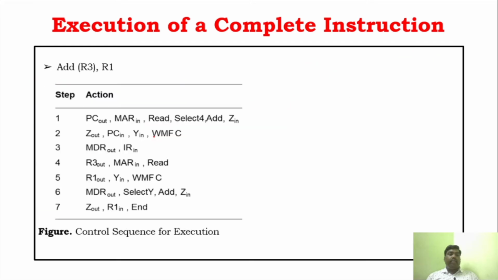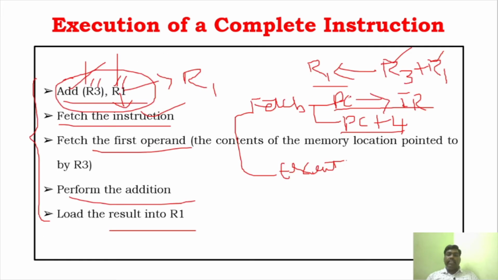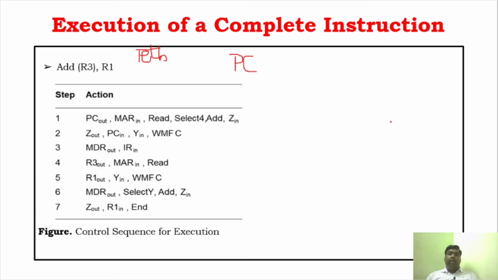You can see here what I am going to do. Listen very carefully. As I said, what is the first one? The fetch phase has two things: PC to IR, and then PC plus 4. The operation starts with PC and ends with IR, the fetch phase, and also PC must be incremented by 4. Now I will explain how this happens.